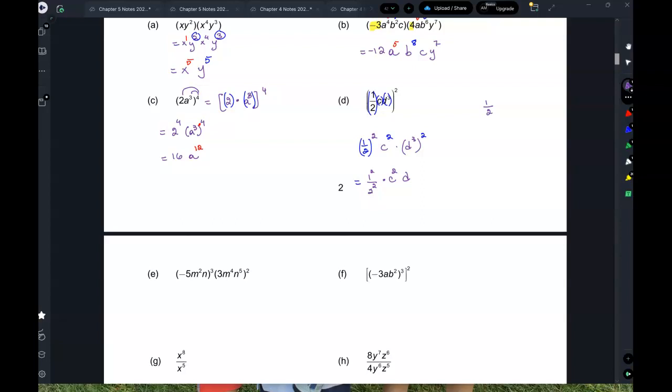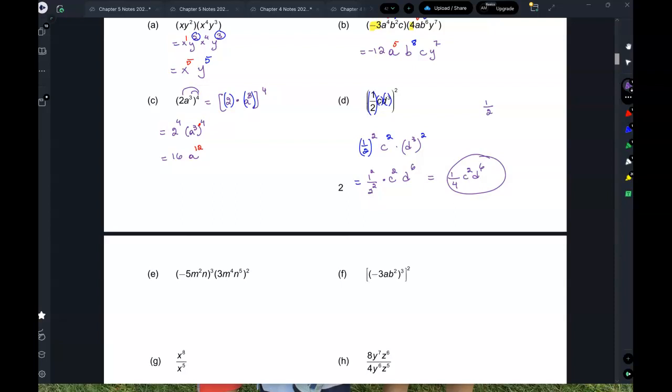5 or 6? 6. So finally, this will be 1 over 4 c squared d to the 6. Do you have to do 1 squared over 2 squared? Can you just skip the... No, you can skip to 1 over 4.